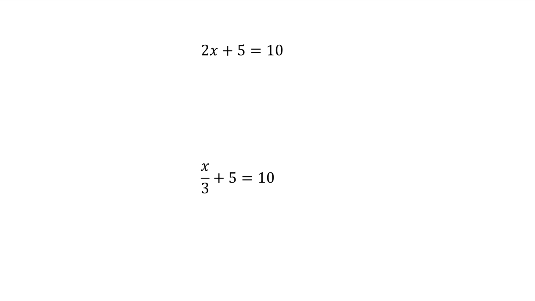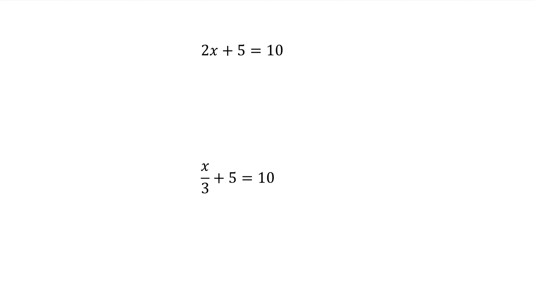Hi guys, today we are back with one more lecture on how to solve one unknown one equation. Now we are going to discuss some advanced methods of solving one unknown one equation. So we start off with the two equations that we solved in the last lecture, but this time we are going to introduce a new method of solving these equations.